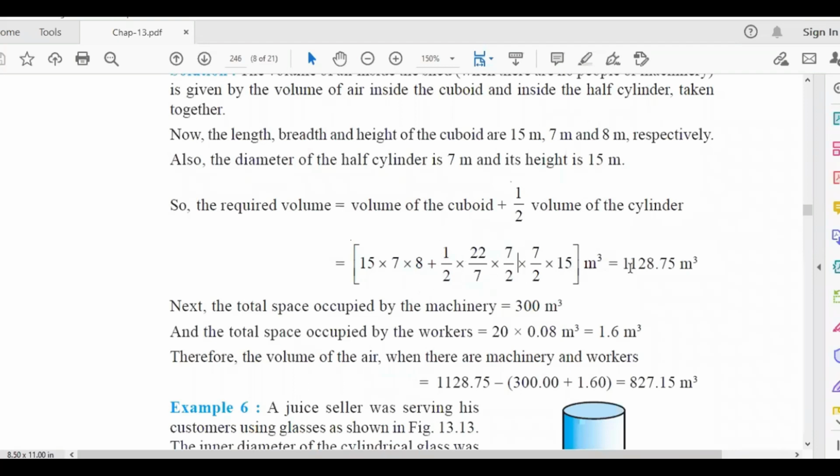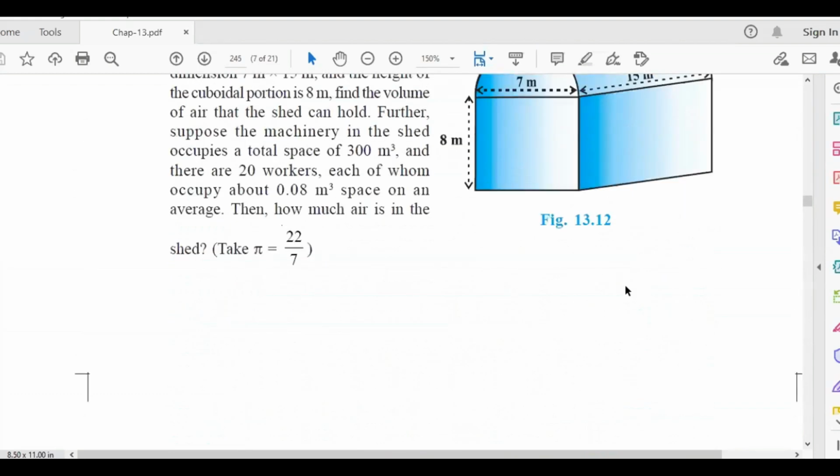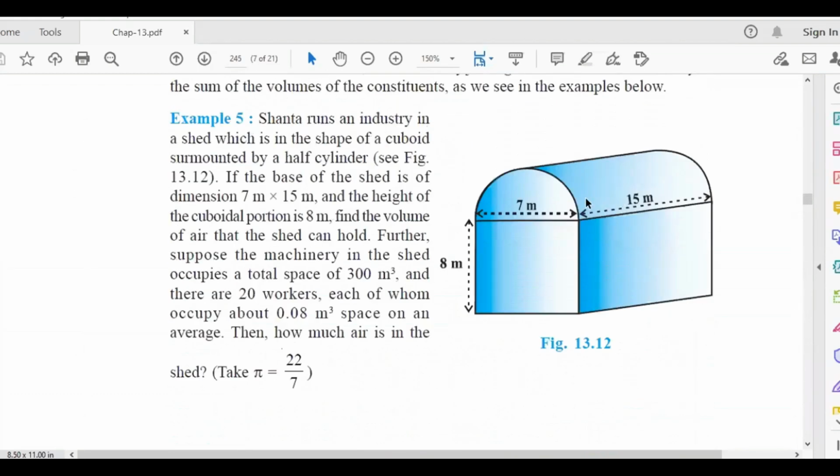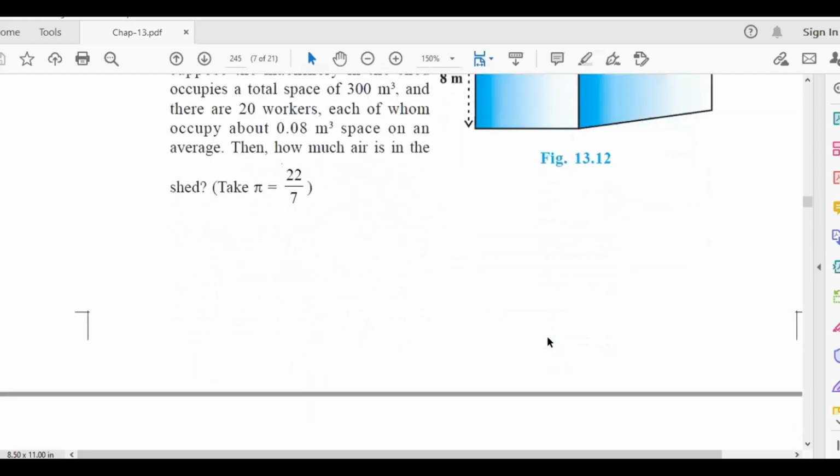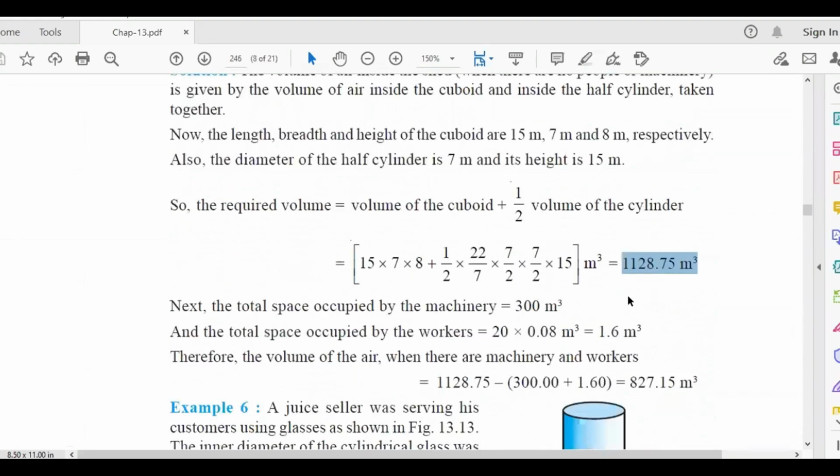Then simplifying this, you will get 1128.75 meter cube. That is the total volume inside this shed. So if this is an empty shed with nothing inside, the amount of air inside the shed will be that much, 1128.75 meter cube.